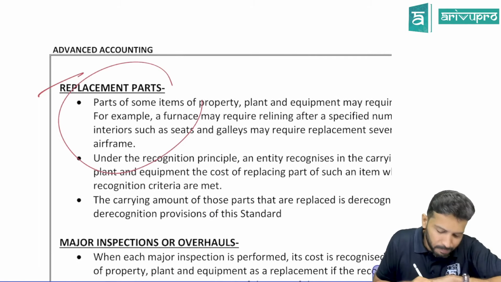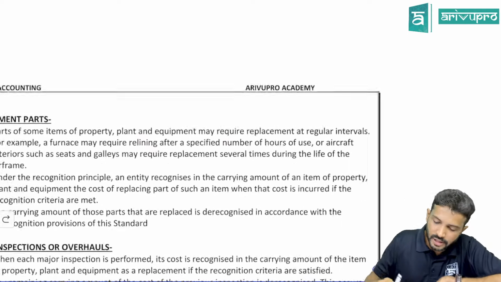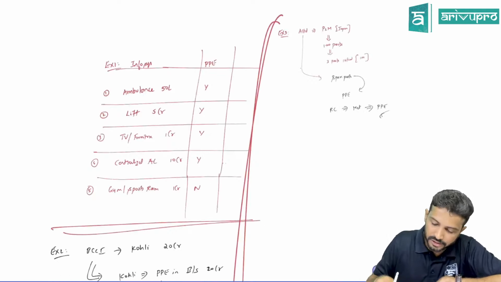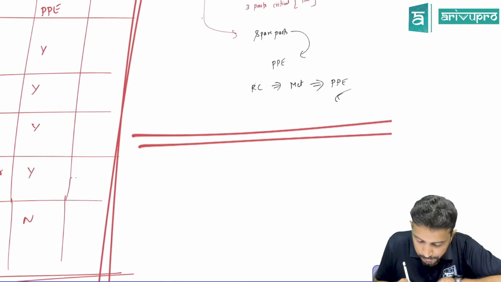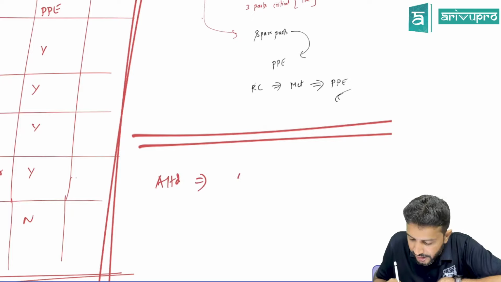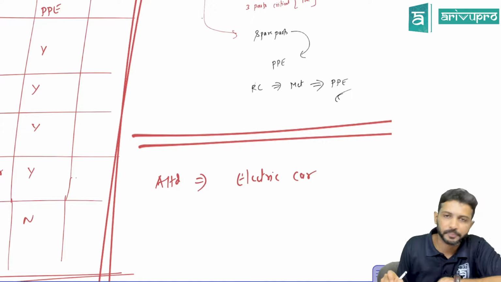Okay, next is replacement parts. Now, what is this? Let's again learn it with the help of a small example itself. Let's say there is a company A Limited again. They purchased an electric car, sir. They purchased an electric car.